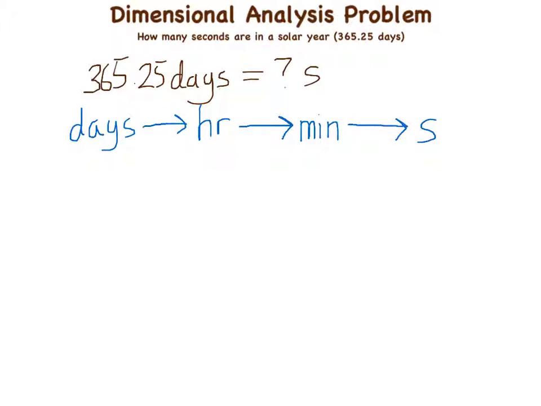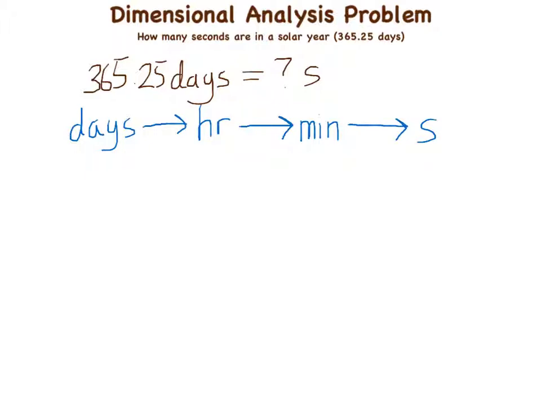So you see how I did that? Instead of going straight from days to seconds, there are steps that you have to take. You can convert the days into hours, and then the hours into minutes, and then minutes into seconds. So this is a one-dimensional analysis problem, but it's going to have three steps: days to hours, hours to minutes, then minutes to seconds. So let's write this out.